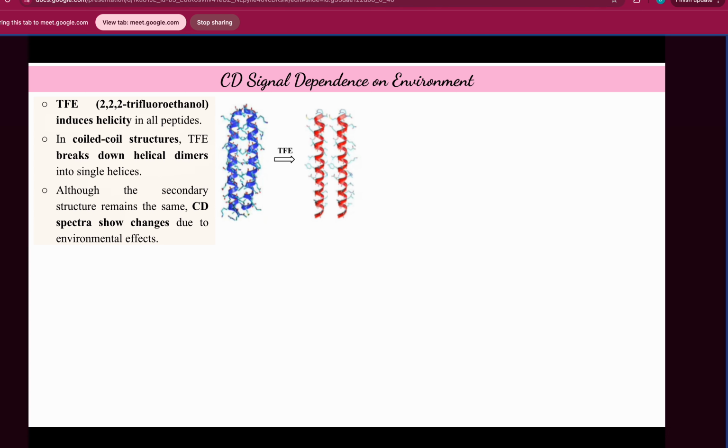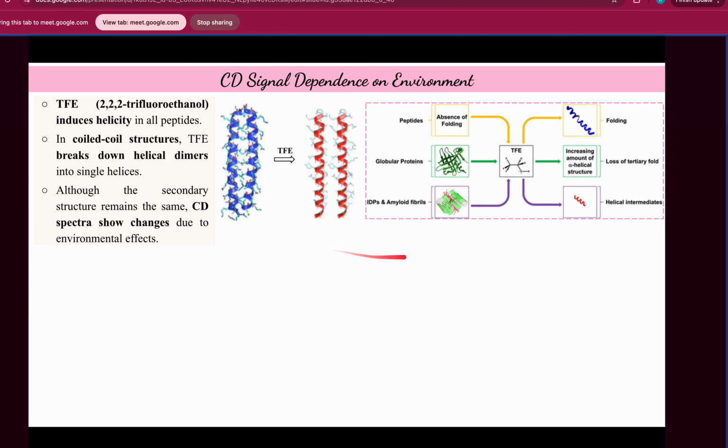And how does it increase? For example, if I have a coiled coil interaction in which two alpha helices are joined to one another, what TFE is doing is splitting it into two individual alpha helices, which means it is increasing the number of alpha helices. So it moves from the dimer state to the monomer state. Although the secondary structure remains the same, CD spectra show changes due to the environmental effects. And these are some other applications of TFE, the different things which we can observe by providing TFE.